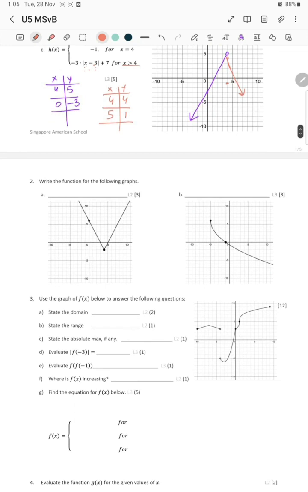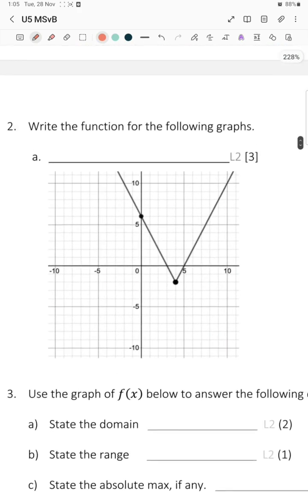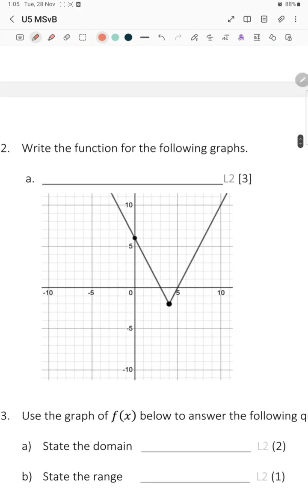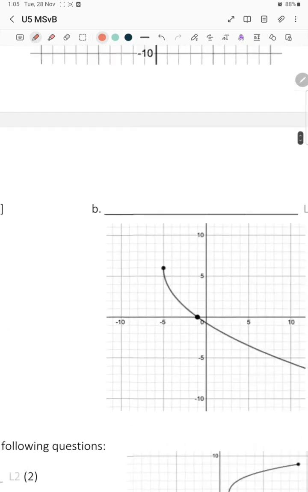Write the function with the following graphs. See, you can see the similar questions. Okay, write the function with the following graphs, and the function can be, this is 4 and minus 2. So the function is written as f of x is equal to 1 2 f1 down, x minus 4 minus 2.